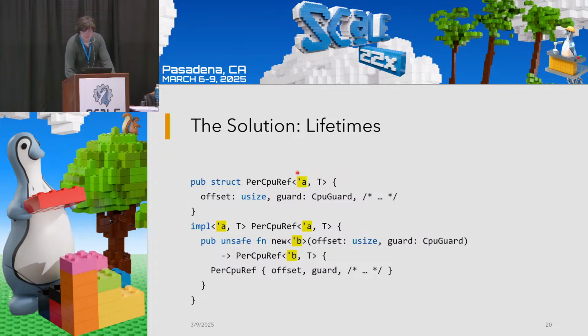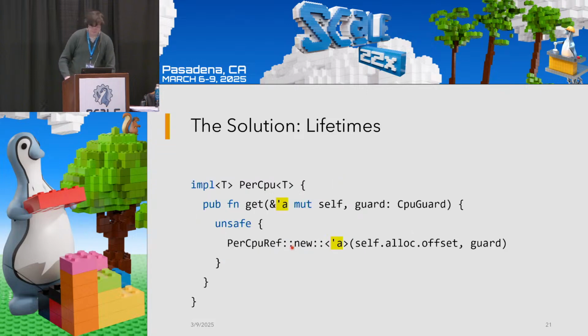So lifetimes look like this little apostrophe and then an identifier. Typically, they're just one-letter identifiers, similar to generic types. And so what this is saying here is that per CPU ref is going to be bounded above by the lifetime 'a. And so when we construct a per CPU ref, we give it a lifetime. And we say, okay, your existence is bounded above by the lifetime that we're passing in. And this is passed in as a generic type parameter.